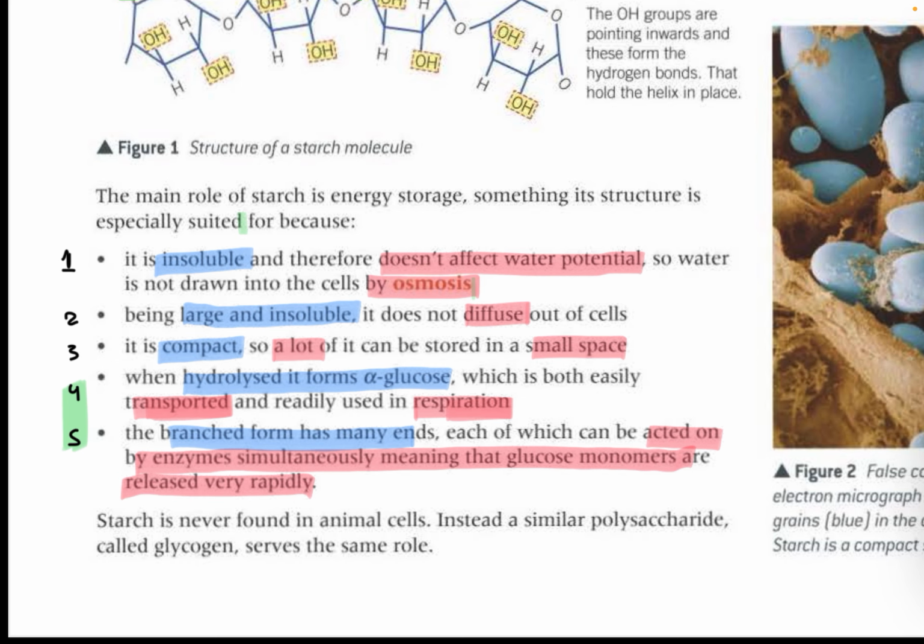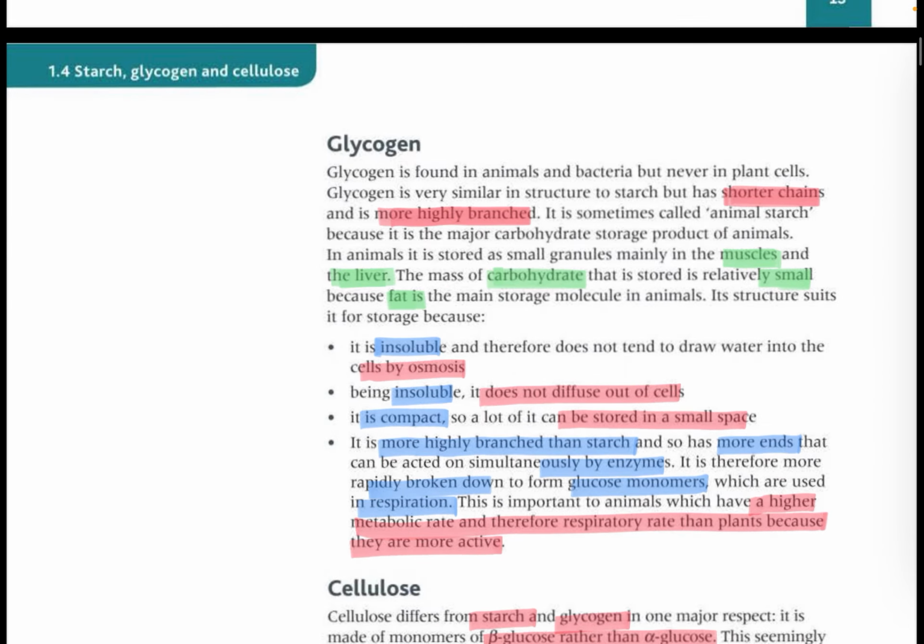Last but not least, the branched chain of starch has multiple branched ends on which enzymes can act simultaneously, resulting in a super fast breakdown and hydrolysis into alpha glucose, meaning it can swiftly and readily be used for respiration.